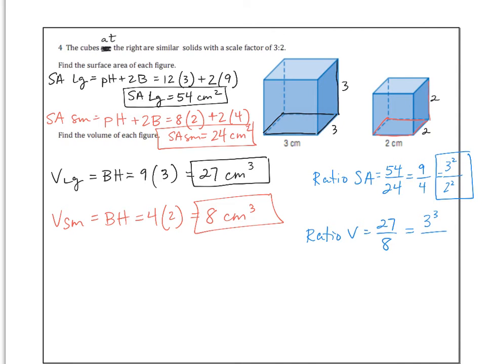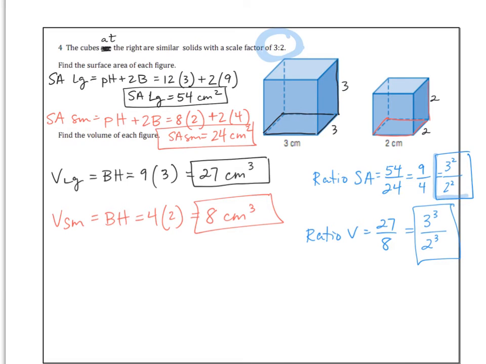Let's think about 8. Think about 2 times 2 times 2. 2 times 2 is 4, times 2 is 8. 8 is the same as 2 cubed. This is not a coincidence. Our original scale factor between the lengths of the objects, up at the top there, I just circled it in blue, was 3 to 2. That's the scale factor of the lengths.